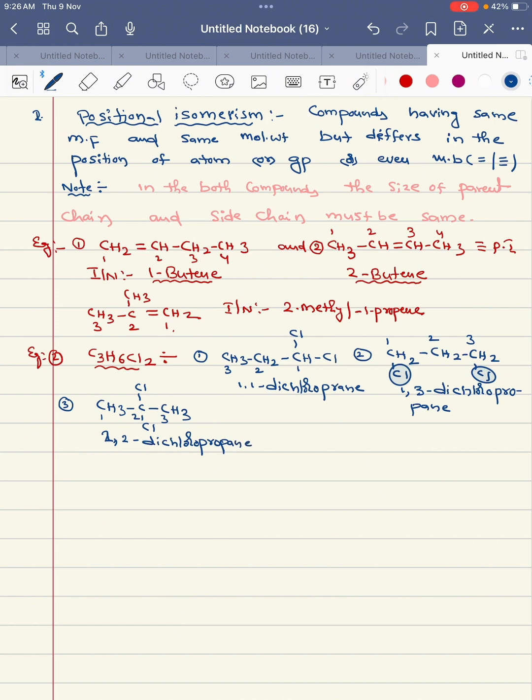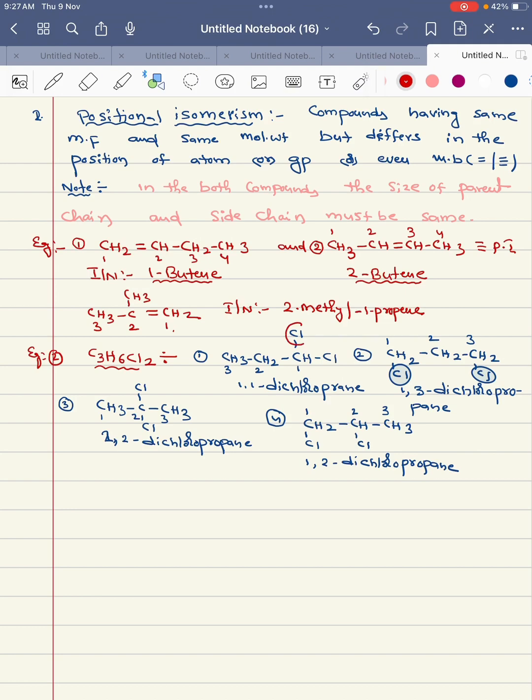Propane. And the last one is found. Now I am going to keep the two chlorine atoms on adjacent positions. Is the possibility there or not? Yes, the possibility is there. So numbering is assigned 1, 2, 3. So it is called 1,2-dichloro. How many carbons are in the parent chain? That is called propane.